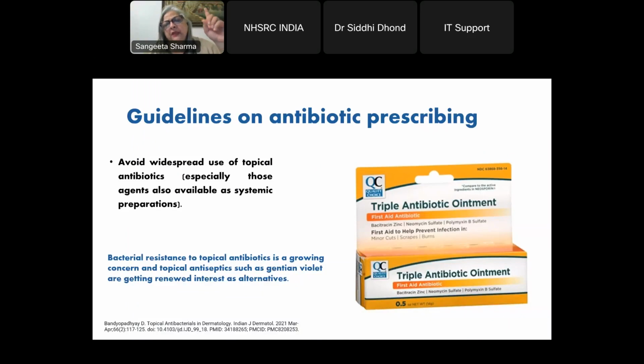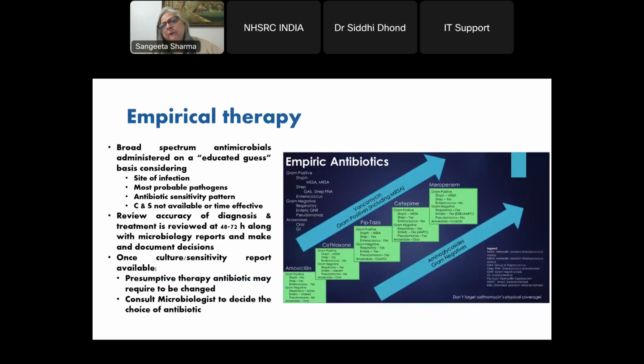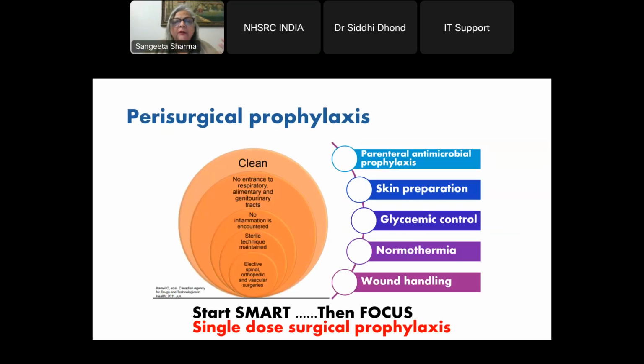Then topical: be careful about the topical antibiotics as well, because in the market you get triple antibiotic ointment, all 3 antibiotics mixed in one. They also have AMR development potential, so we need to preserve them. Empirical therapy, be careful, follow your hospital's antibiotic policy, because this will vary depending on the site of infection, the most probable organism, the sensitivity pattern, whether culture and sensitivity was available or not. So it has to be escalated, but de-escalation is equally important.